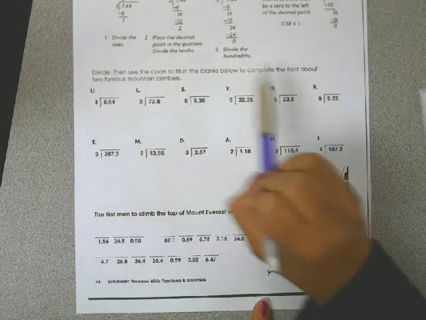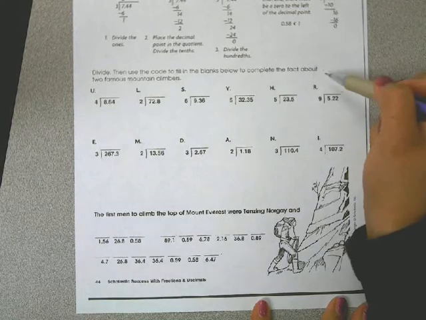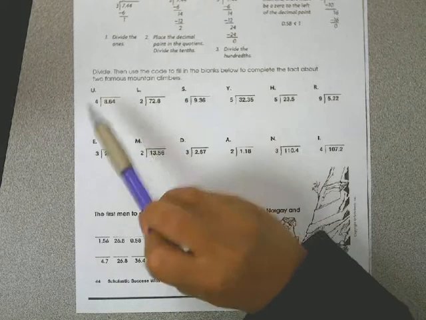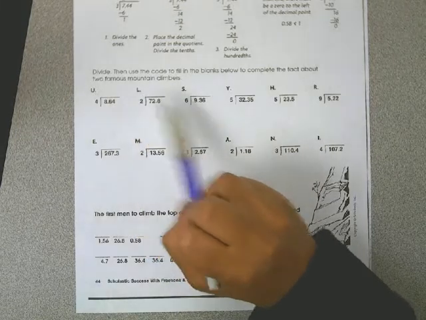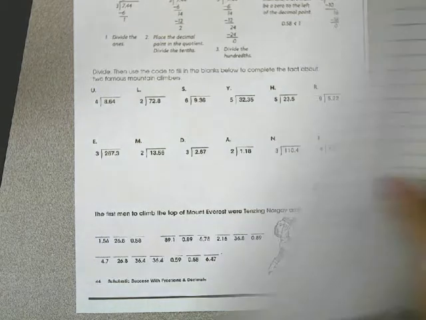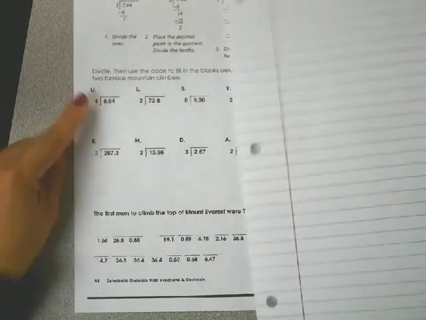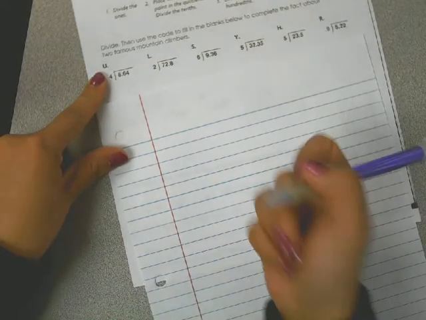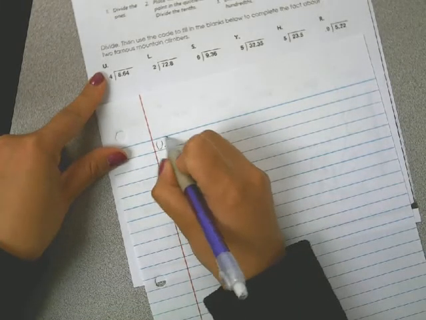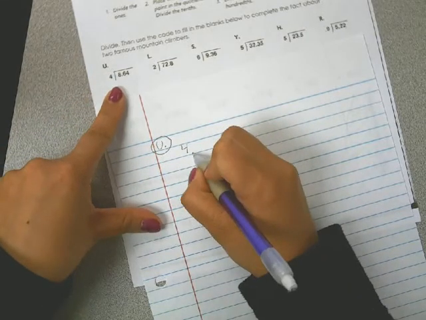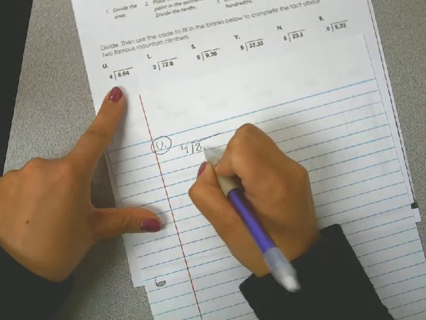Divide. Then use the code to fill in the blanks below to complete the fact about two famous mountain climbers. First thing I notice is our problems are numbered by letters. When I show my work on my separate piece of paper, I'm going to use the letters. So we're going to start with number 1, which is U. And I'm going to recopy it.